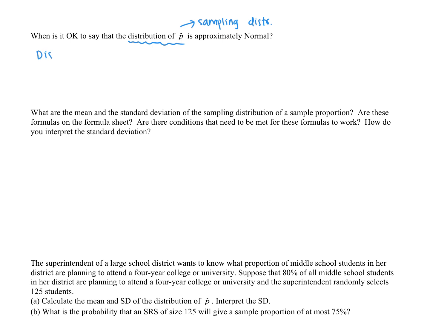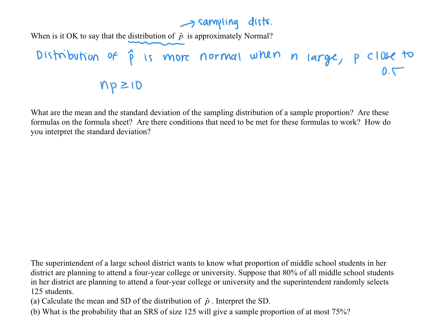And so we said the distribution of p hat is more normal when, we said two things, when n is large, so we're taking large samples, and when p is close to 0.5. Here's how you formally test that. N times p has to be at least 10, and n times 1 minus p has to be at least 10. When those two are true, the distribution of p hat will be approximately normal.